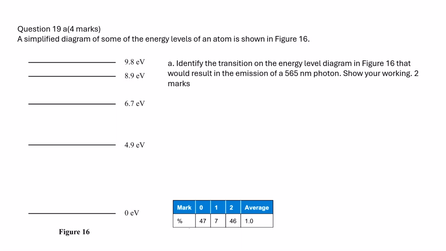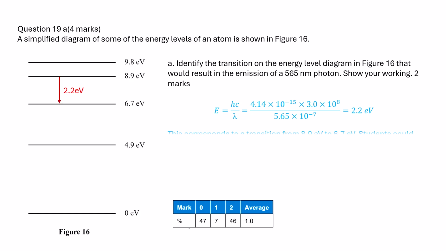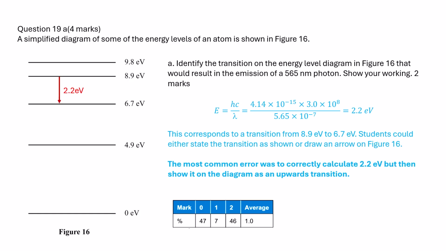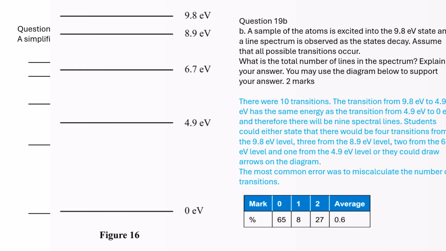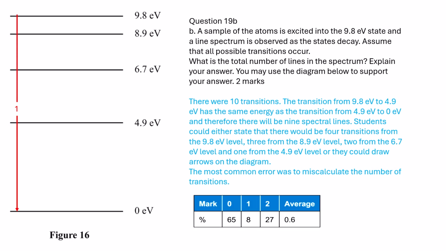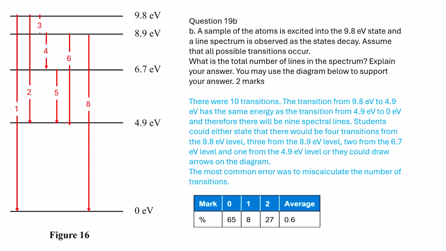We calculate the energy of the photon in eV because the energy levels are in eV. Then, identify the energy level on the diagram, 8.9 and 6.7 electron volts. From 9.8 to ground level, we can draw 10 lines. So, there are 10 transitions.